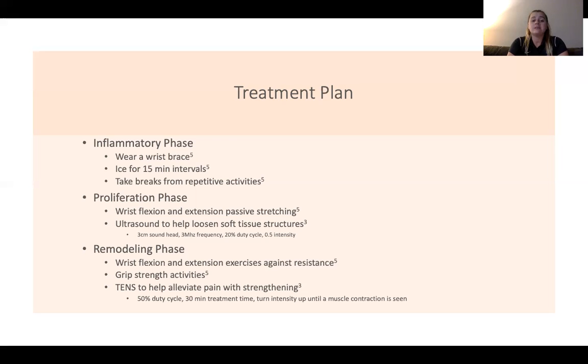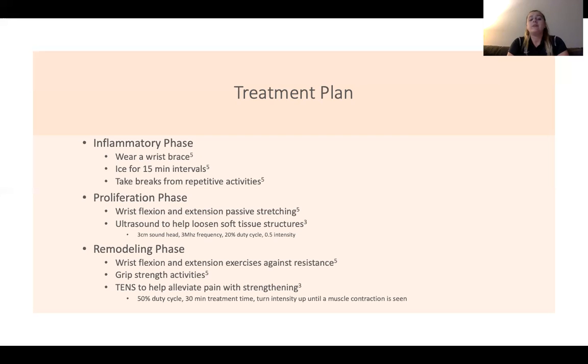Using the 3 centimeter sound head, a 3 megahertz frequency, 20% duty cycle with a 0.5 intensity. I understand that the 3 megahertz frequency would penetrate a little deeper. However, with the 20% duty cycle and the 0.5 intensity, it won't cause as much of a thermal effect, and patients should be able to gain a therapeutic effect from this.